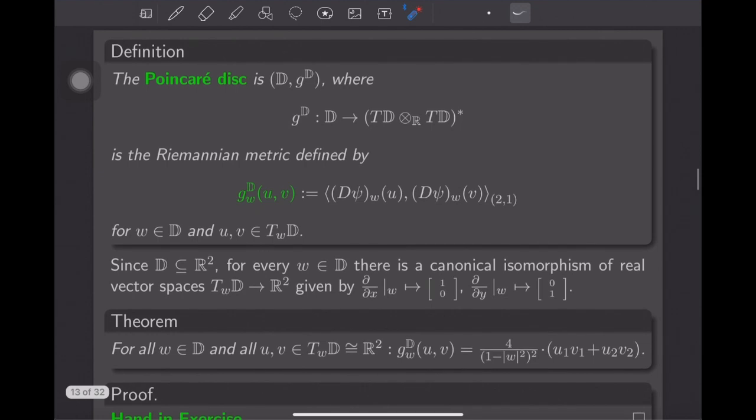And then I arrive at a redefinition of Poincaré's disk, because first I had introduced the Poincaré disk simply as the unit disk in the complex numbers, or in R2. But somehow that definition was really incomplete. What really is the Poincaré disk is the Poincaré disk as a Riemannian manifold. So it's D together with the Riemannian metric defined by pulling back from the hyperboloid to the disk.